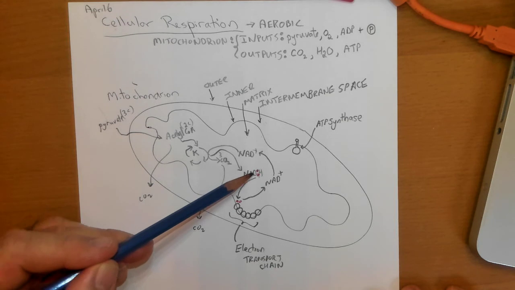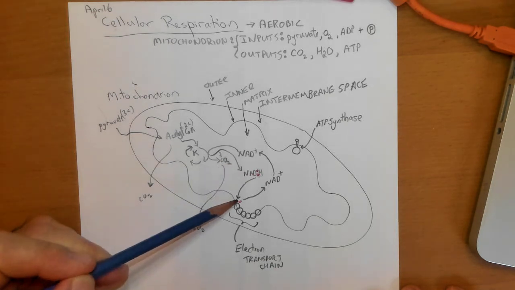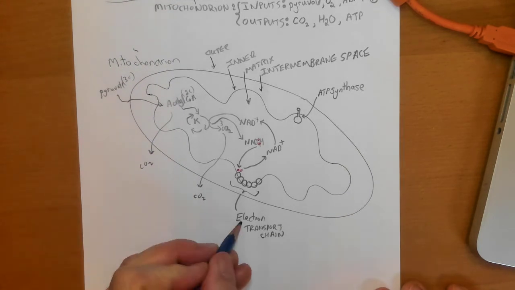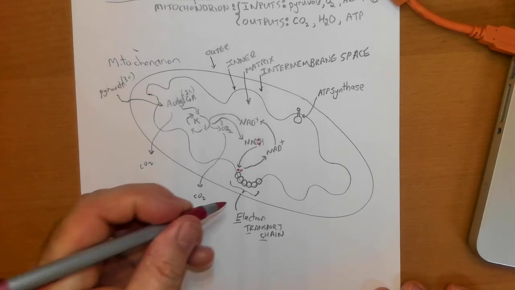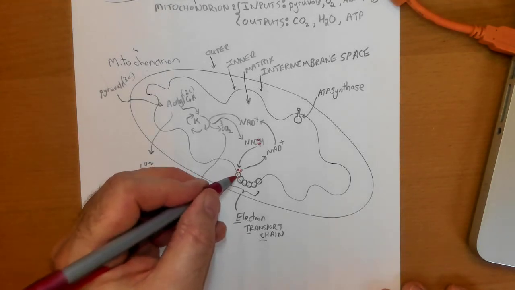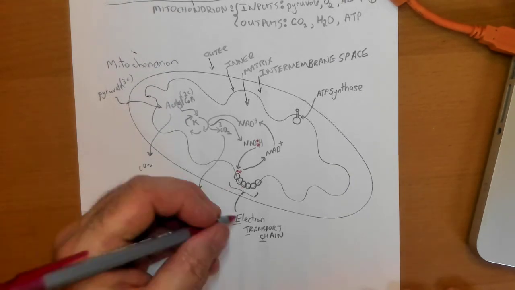The NAD is acting like an electron dump truck. It's grabbing the electrons, bringing them to the first part of what we call the electron transport chain, or ETC. They dump off the electrons in the first of these intermembrane proteins. These are transmembrane proteins, and they're also known as cytochromes.